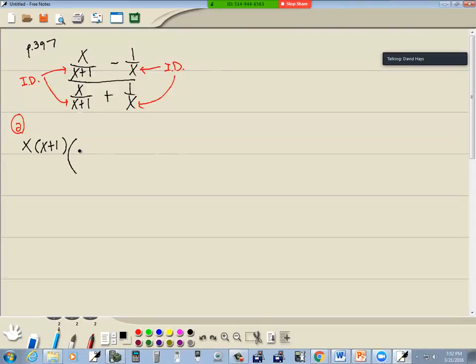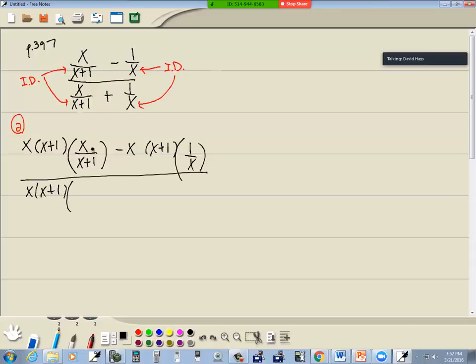So I'm going to multiply it times this first fraction, x over x plus 1. I want to multiply it times the 1 over x. I want to multiply it times the x over x plus 1. And I want to multiply it times the 1 over x. Now books will oftentimes present two different methods for simplifying a complex rational expression. This is the method that works 100% of the time, no matter what the problem looks like.